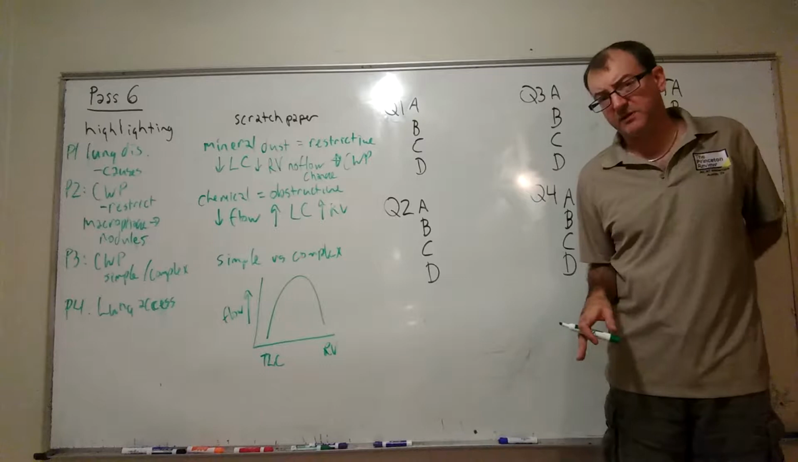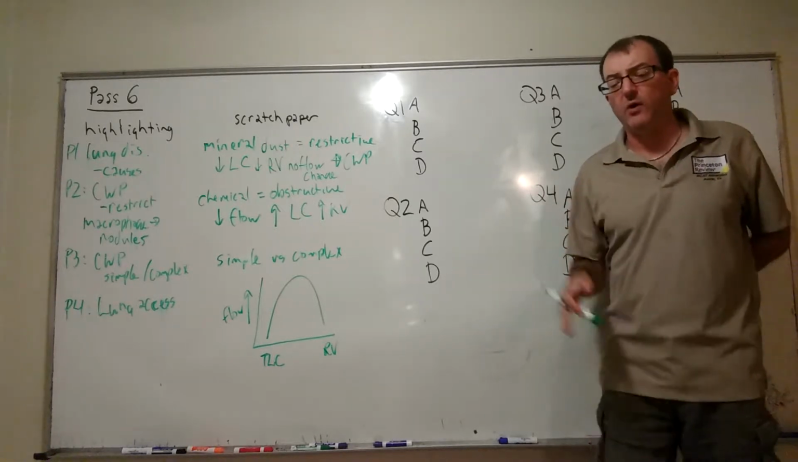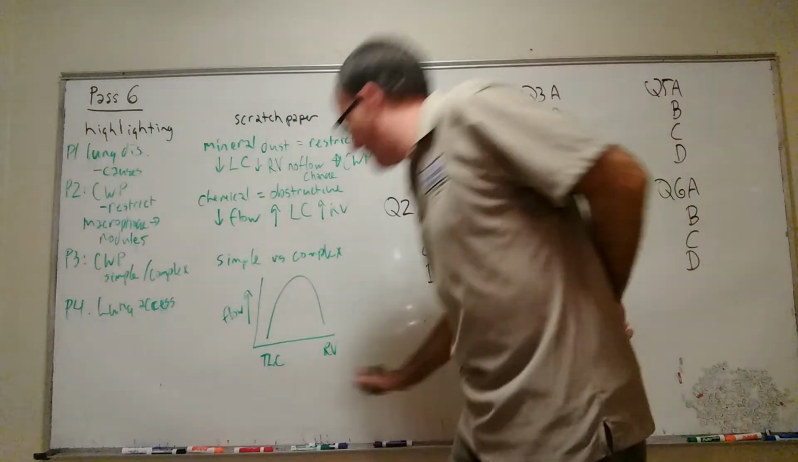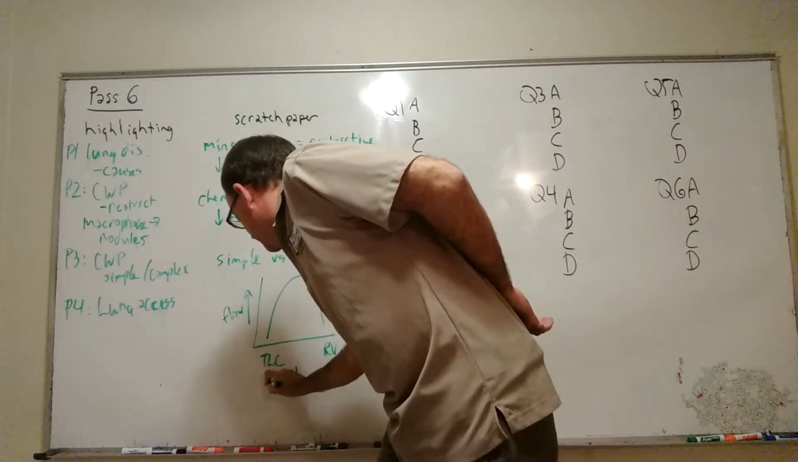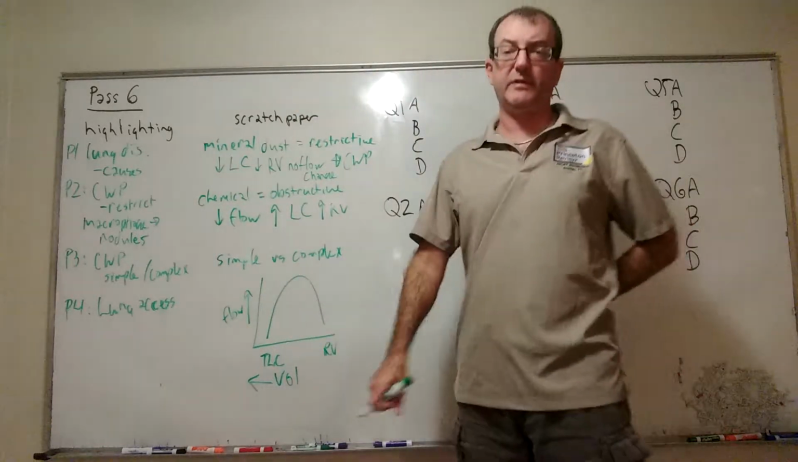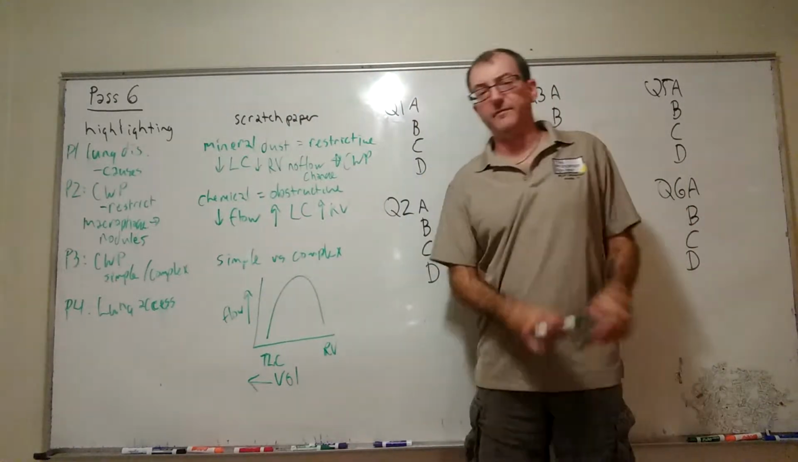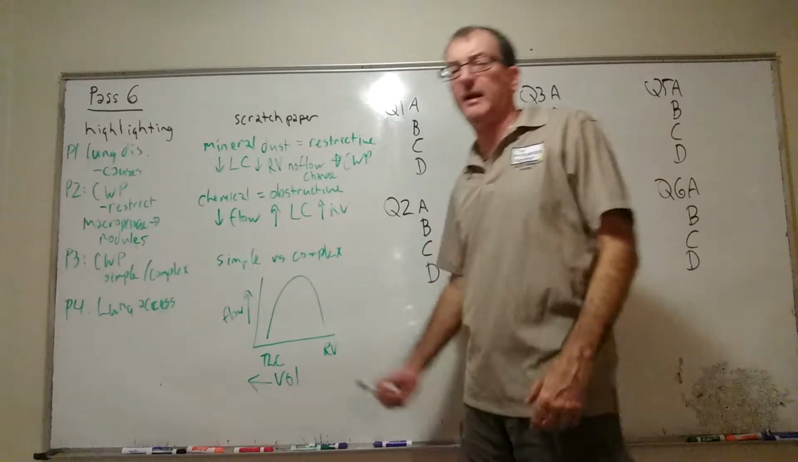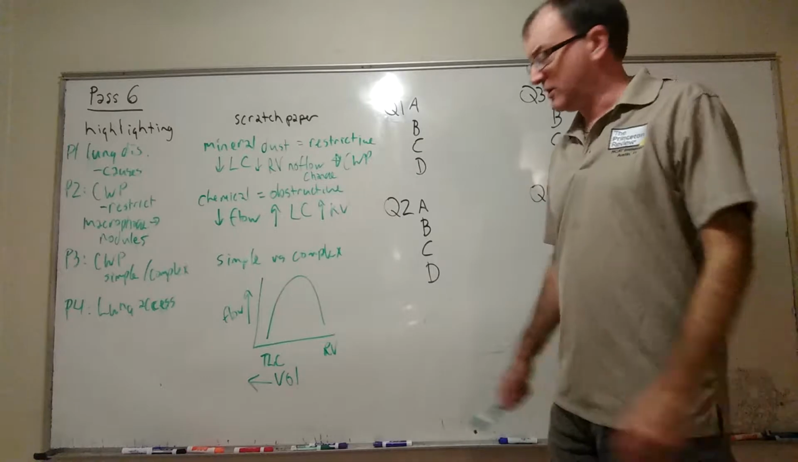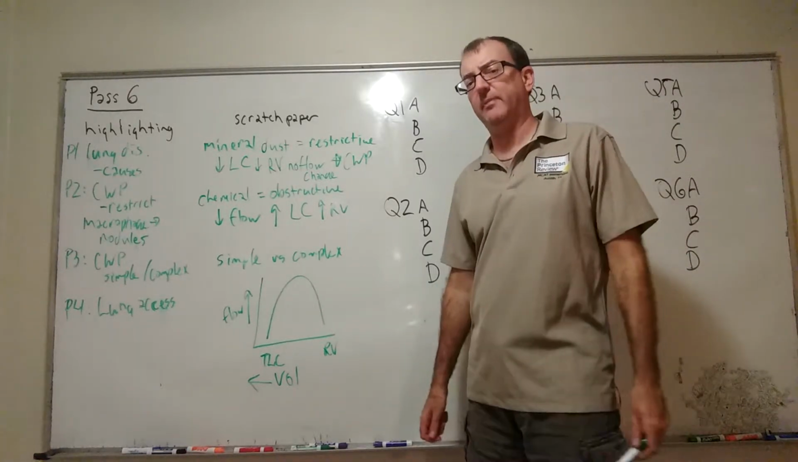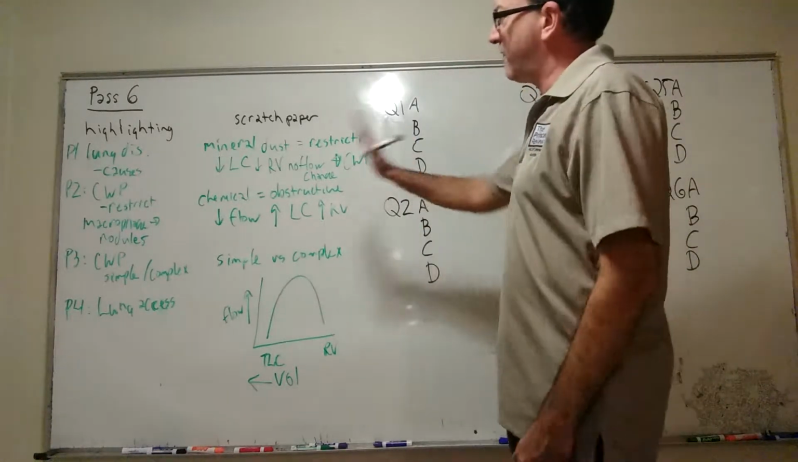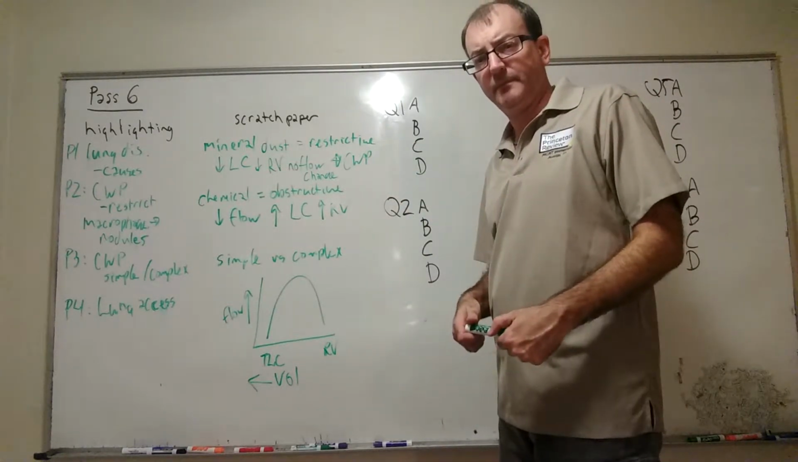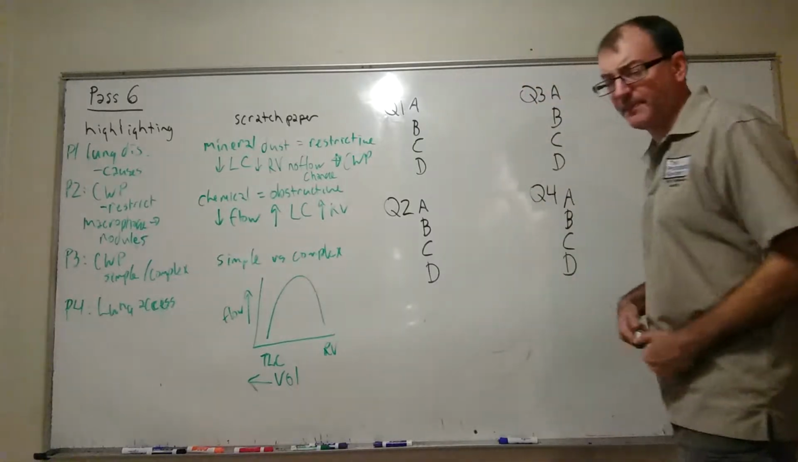But here's the trickiness. Look how they're doing the volume. Sneaky, sneaky. Volume is increasing to the left. Increasing to the left. Tricky, tricky. Because you would think it should be increasing to the right like we always do. So watch out for that. That can be a slip-up later on. Now, questions on overall highlighting and scratch paper here. Things we would have jotted down on our scratch paper. Okay. Let's jump into the questions then.